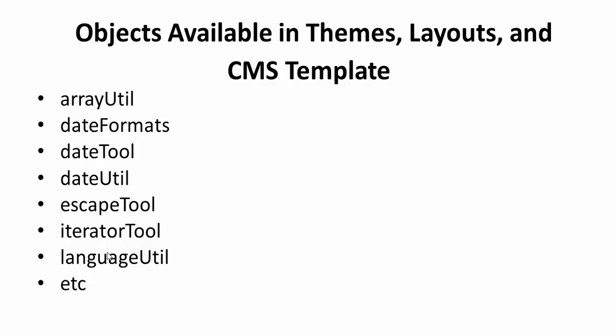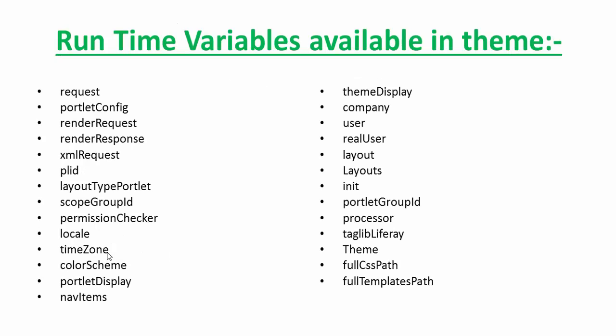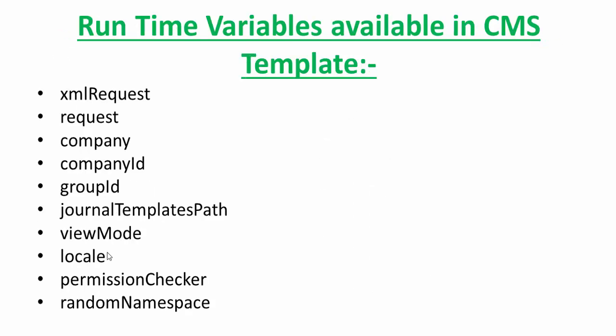There are some objects which are already available in theme, layout, CMS and so on, like array, util, date formats. There are also some runtime variables which are available in theme, like user, real user, layouts. If you want to get the username or user ID in our theme, you can use these objects. We have a user object, and you can get the user ID from this user object. So these variables are available in theme, but in CMS templates, they are not available.